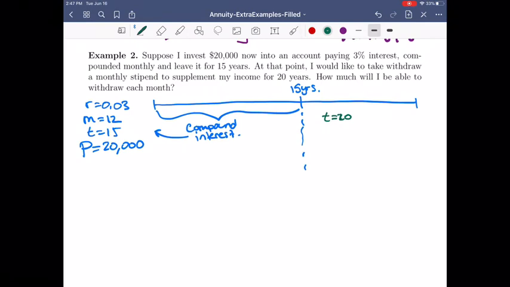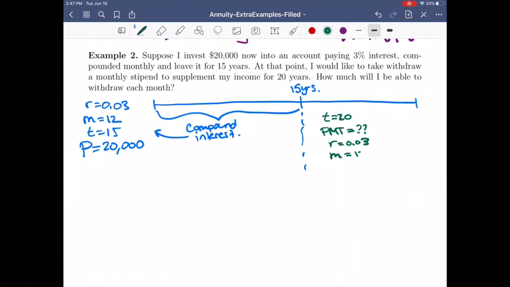We're taking out a payment, so we want a payment value. And we know that the R is still 0.03 and the M is still 12 because we're taking a payment each month. Because we're removing money, we're going to save up a bunch of money and then remove from it each month. This is going to be a present value problem. But we don't know the present value. That's the amount we have at the beginning when we start to take out money. So the present value is actually going to be the A from the first part. What we managed to save, that's what we're going to start with.